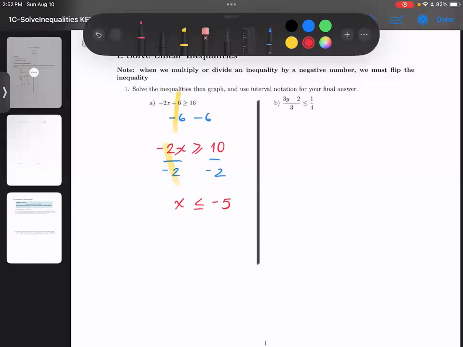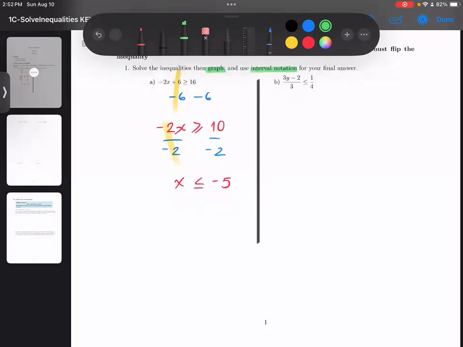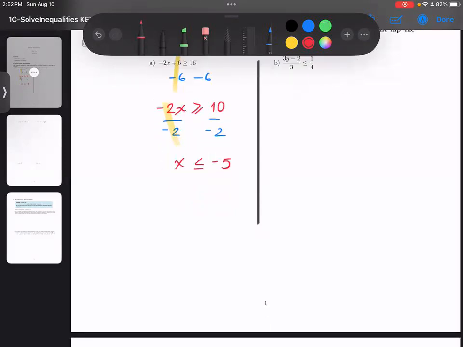In this problem, it asks you to do two things: graph, and then use interval notation. So let me show you the graph first. The graph looks like this. First, I'm going to draw a real number line, right? In the middle is 0. And negative 5 will be somewhere here. You don't have to do the tick marking and all that, as long as it's in the right location.